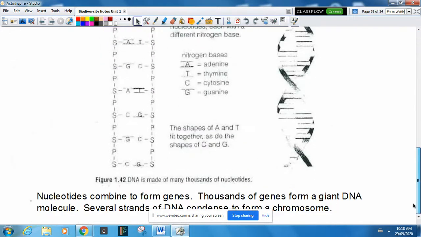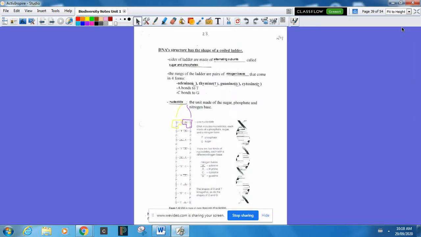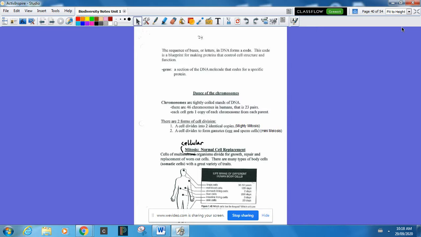At the bottom we have these. Nucleotides combine to form genes. Thousands of genes form a giant DNA molecule. Several strands of DNA condense to form a chromosome, and the chromosome sits inside of your nucleus. So once again, these are just the notes really quick, and a quick summary of what we covered in topic 5.